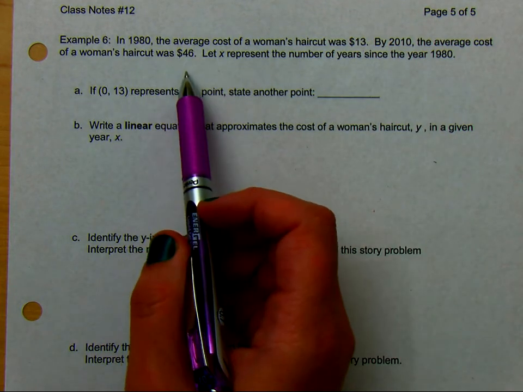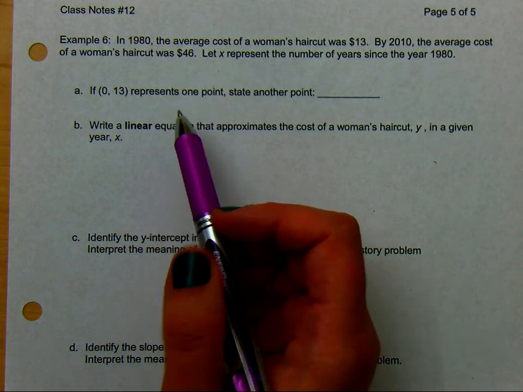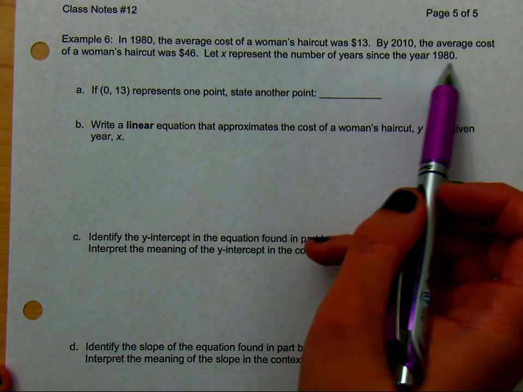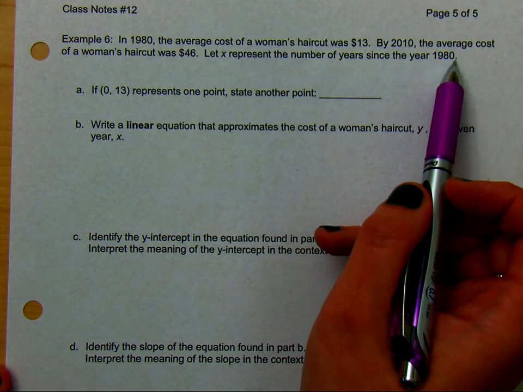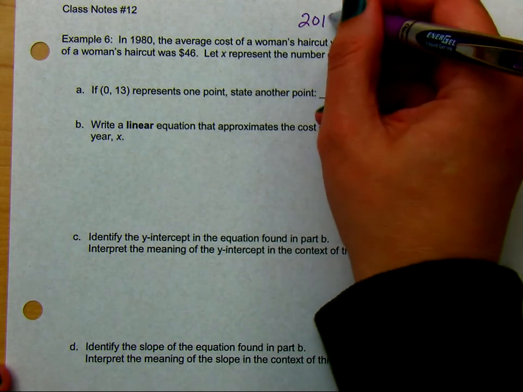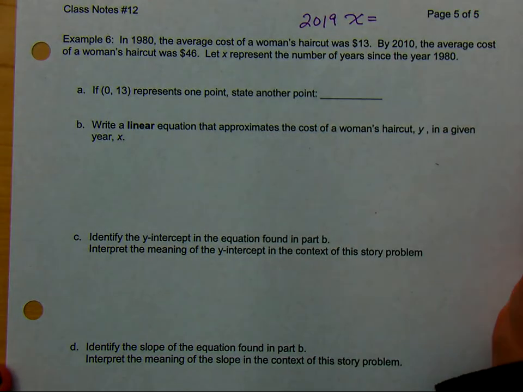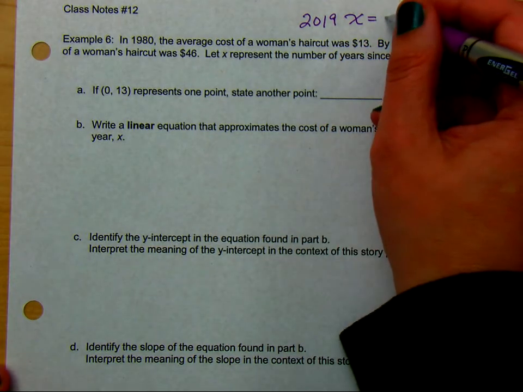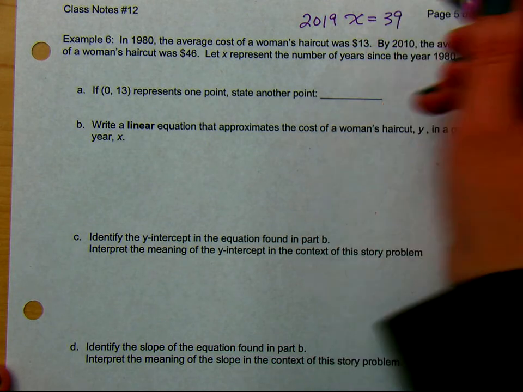Then we could use 2019. Wouldn't that be interesting? Let X represent the number of years since 1980. So if we say X is the number of years since 1980, what year is X this year? Like 2019 would be what? How many years is that after 1980? 39. Yeah, 39 years.